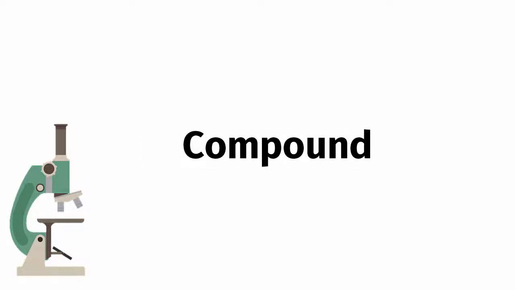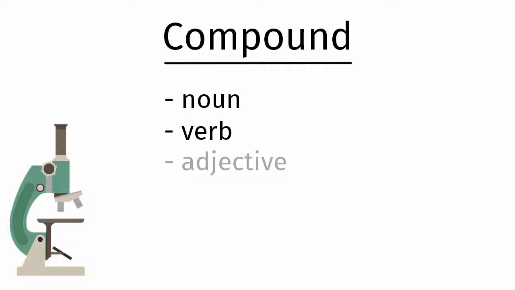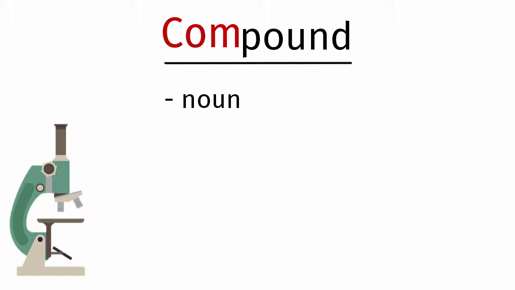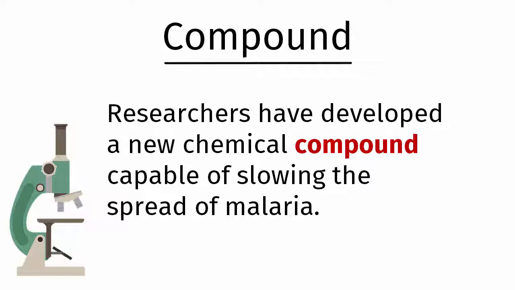Compound. The word compound can be used as a noun, verb, and adjective. As a noun, it is pronounced compound with the emphasis on the first syllable. Compound means a thing composed of two or more parts. Here's an example. Researchers have developed a new chemical compound capable of slowing the spread of malaria.